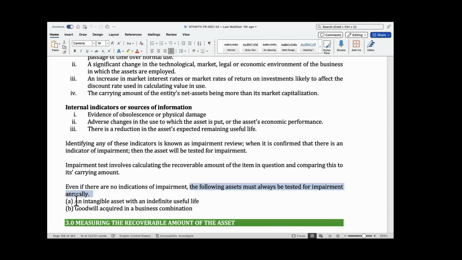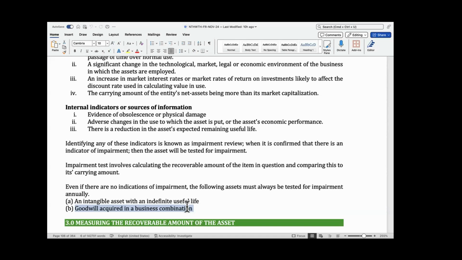Number one is an intangible asset with an indefinite useful life. I taught you this in IAS 38. An intangible asset with an indefinite useful life must be tested for impairment annually. Number two is goodwill. I don't know if Mr. Kazim has started teaching you group, but he will teach you about goodwill under group accounts. You see, goodwill must be tested for impairment annually, especially goodwill acquired in a business combination. That's the one we are talking about. This must be tested for impairment annually.